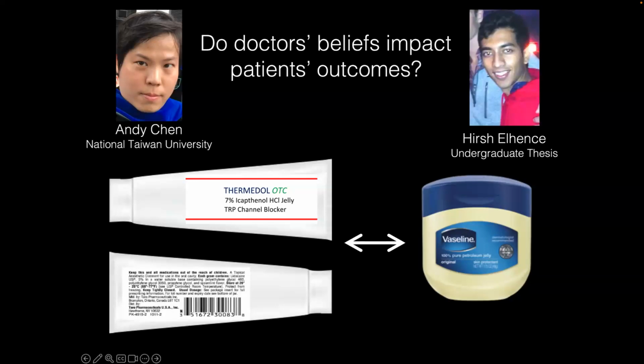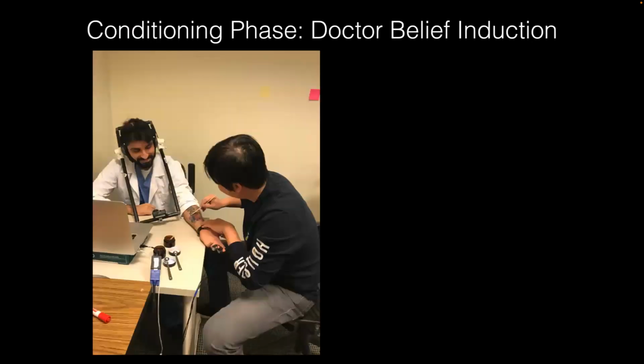And so we created this fake cream called Thermidol, which acts on this TRP channel, which is like your thermal receptors. And then we applied it to doctors so they could test to see if it works. And then we delivered thermal stimulation in the form of heat to create pain so they could experience it and be conditioned to believe that the treatment worked. But it's just Vaseline. So there's two stages to this study.